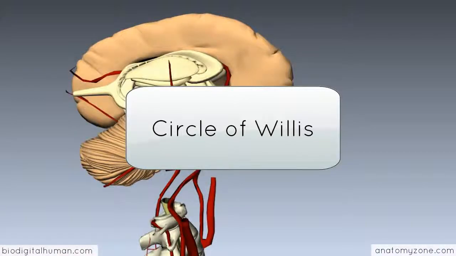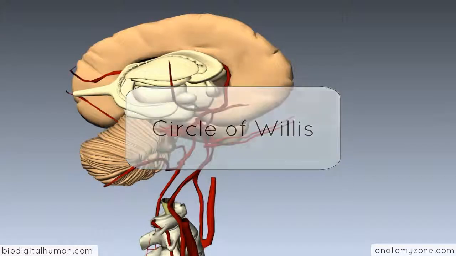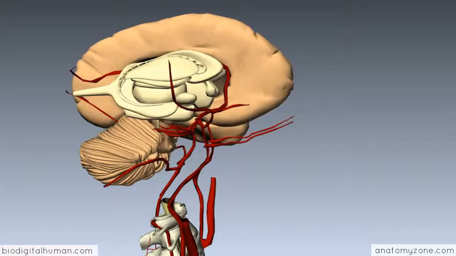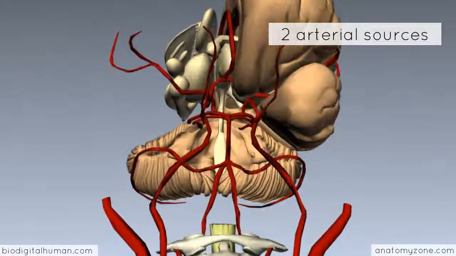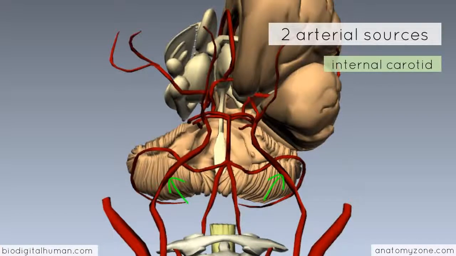Okay, so this is a tutorial on the circle of Willis. The circle of Willis provides the blood supply to the brain. Essentially, it connects two arterial sources together to form this arterial circle, which then supplies the brain with blood. The two arteries which are the source of the circle of Willis are the internal carotid arteries, and you've also got the vertebral arteries as well.